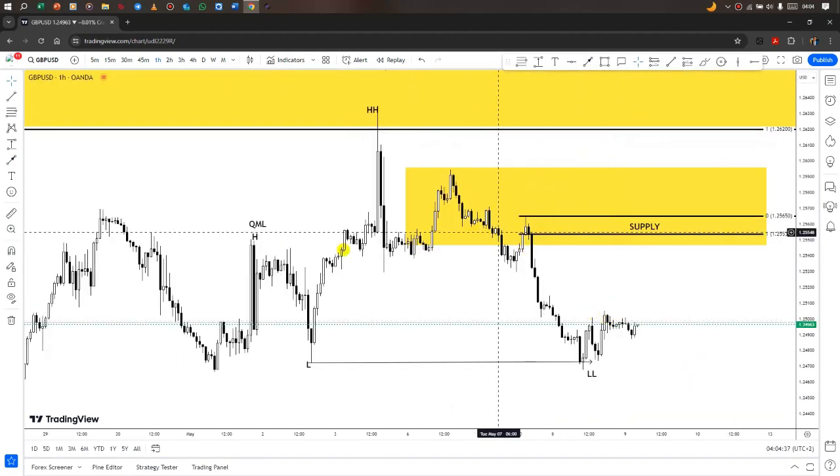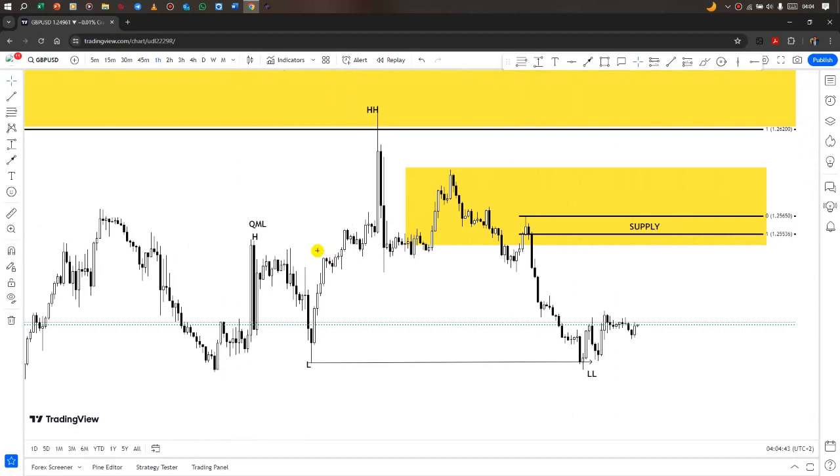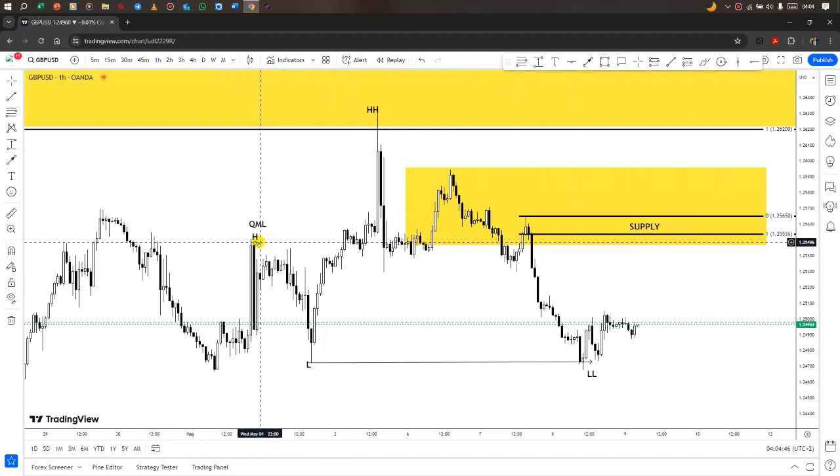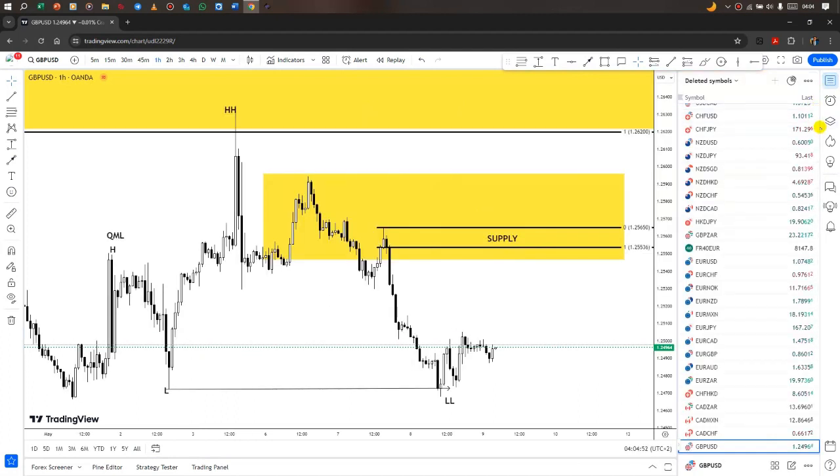Okay, as you can see, it's in alignment with our supply zone. It doesn't have to be straight here, but you can see it's in alignment with our supply zone. So you can move on to the next pair. Make sure you minimize your risk. And GBPNZD.